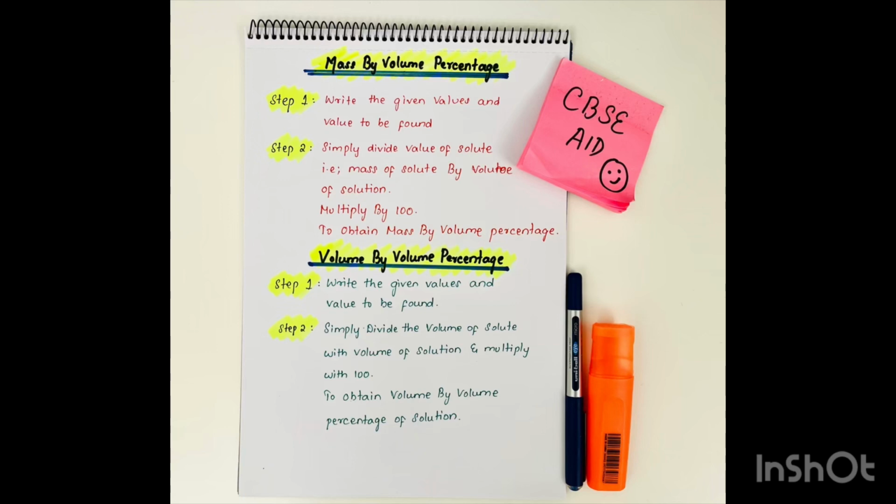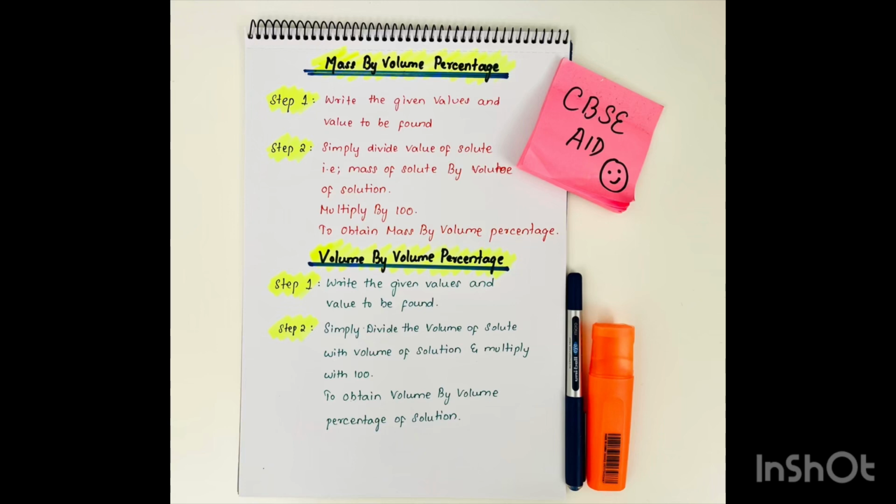The third and the last method that we have for finding the percentage concentration of the solution is volume by volume, where the volume of the solute and the volume of the solution will be provided to you, and you will be asked to find the percentage concentration of the solution. Just take out the value from the question, apply it in the formula, and get the answer.